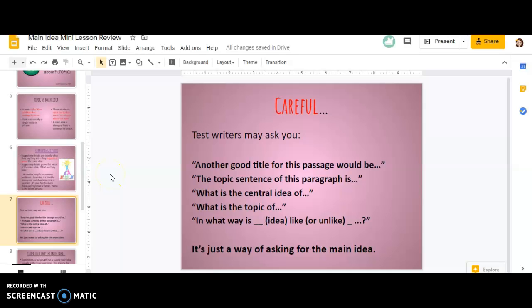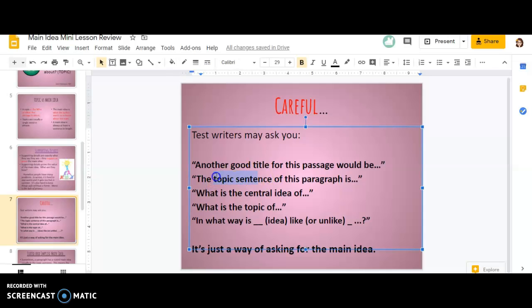Remember those old guys that write these tests, that I always tell you about? They love to try and trick you. So other ways that they might ask for the main idea would be another good title for this passage, the topic sentence. Remember, a topic sentence is just a main idea sentence, right? Topic sentence equals main idea sentence. It's the same thing. Don't let that phrasing trip you up or confuse you.